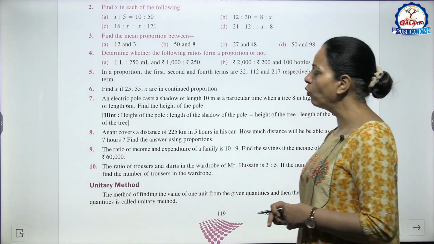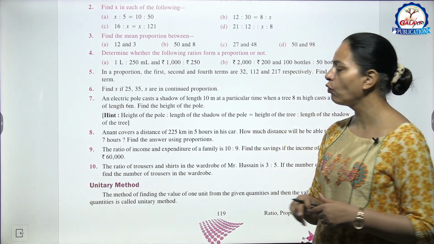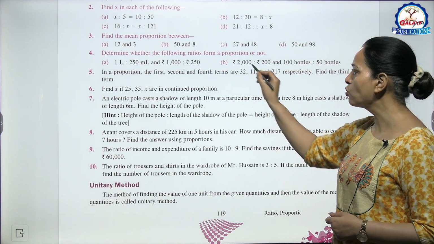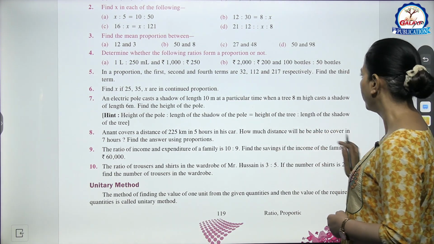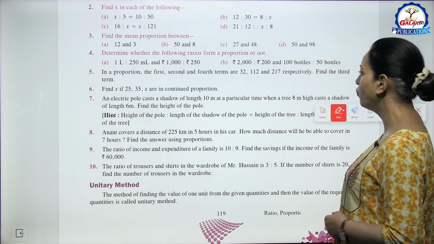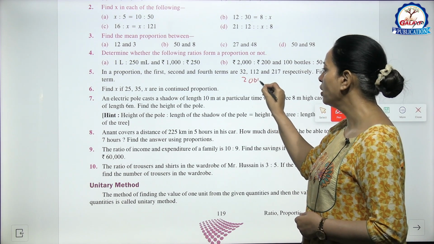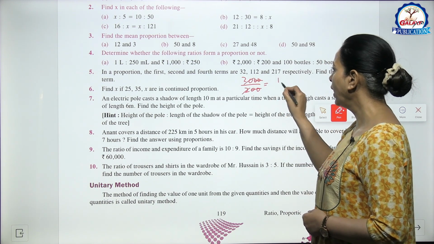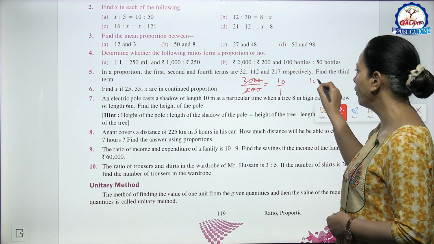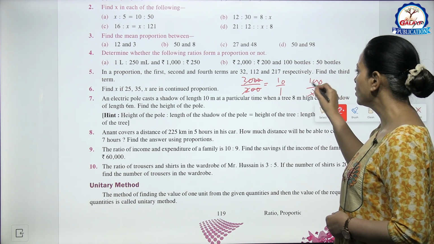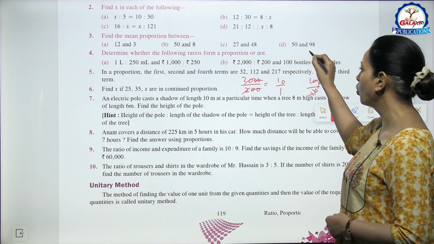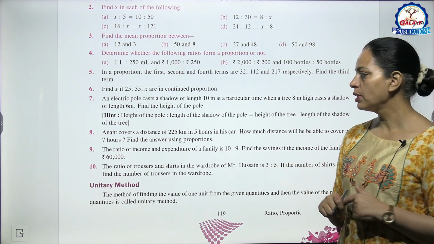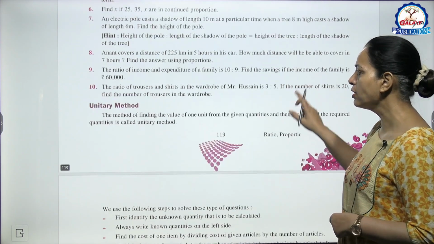Like similarly here, like fourth question, find whether the following ratios form a proportion or not. आप क्या कर सकते हैं? Like B part rupees 2000 is to rupees 200 and 100 bottles is to 50 bottles. So 2000 ratio 200, we are getting 10 is to 1, and here 100 upon 50, that is 2 is to 1. So they are not in proportion. Ratios not same. Okay. Similarly, you can try remaining parts, right?